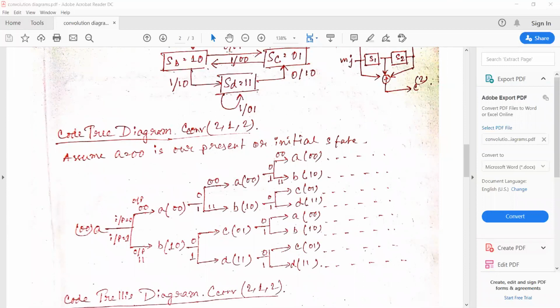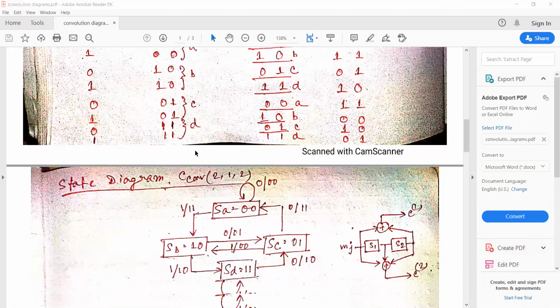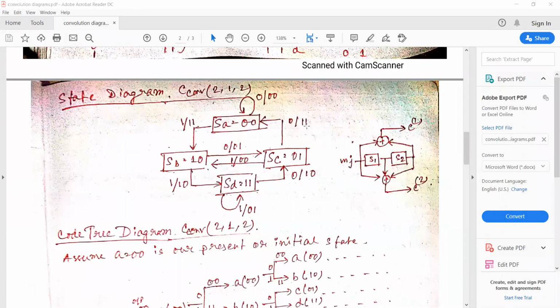First of all, you have to assume any present state. You can assume present state as A, B, C, or D. Here, I am assuming present state is A. From A, we will go further. How to do this? It's very simple. Just remember the input, output and present state in the state diagram. SA equals 00, SD equals 10, SC equals 01, and SB equals 11. And all input-output conditions are written above the direction arrow.